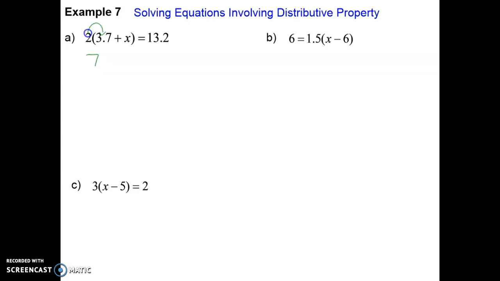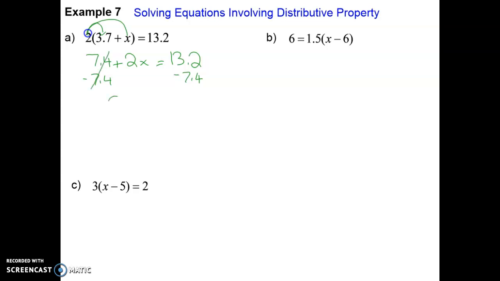2 times 3.7 is 7.4. 2 times x is 2x, and we have our plus sign in between. That's equal to 13.2. Now we're going to use our inverse operations. The opposite of adding 7.4 is subtracting 7.4. And if you take something away from one side, you have to take it away from the other.